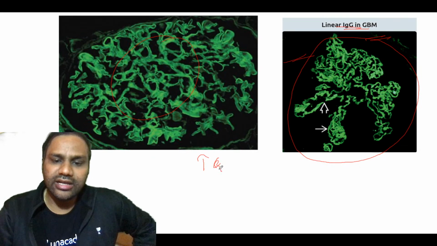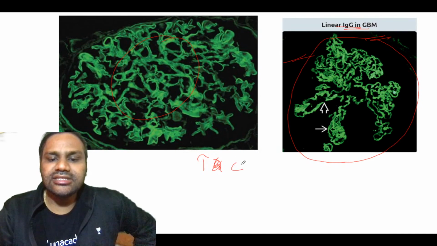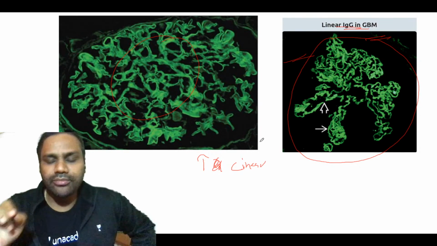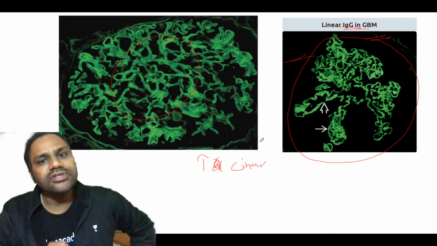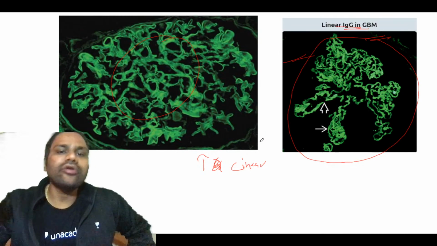So in the basement membrane of the capillary, linear IgG deposition in the capillary wall is what is most important for diagnosis of this crescentic glomerulonephritis, that is anti-GBM glomerulonephritis.